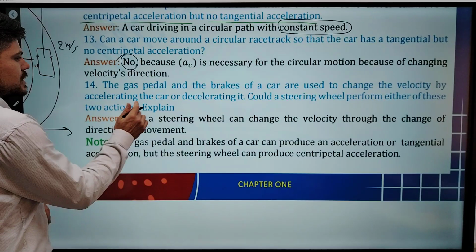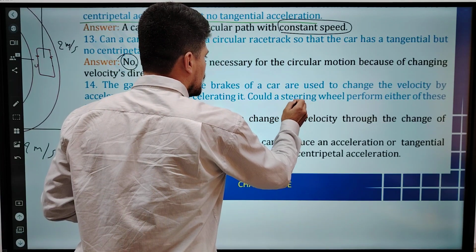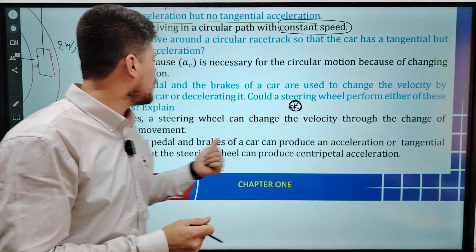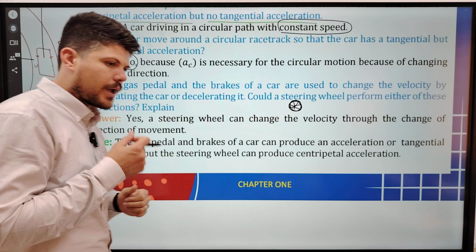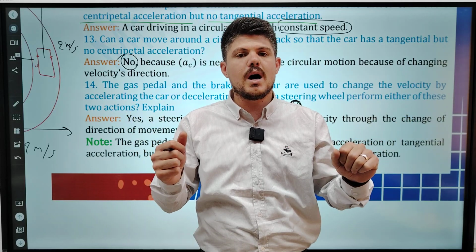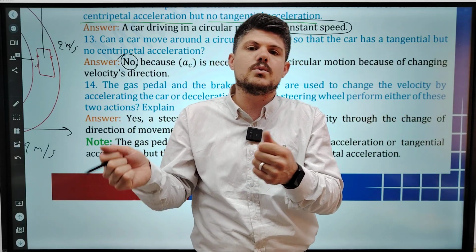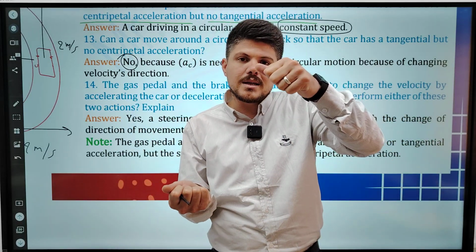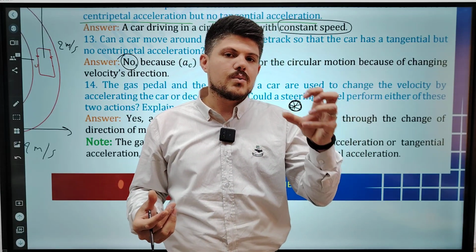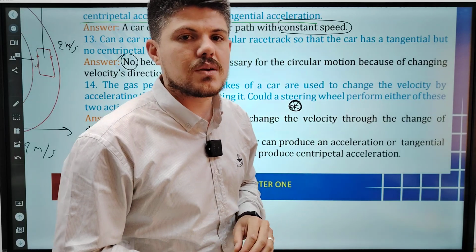Okay, the question started here. Could a steering wheel of the car perform either of these two actions? So by steering, can we produce the acceleration? Yes, of course. Why? Because by steering wheel of the car, we can turn to left, turn to right, and we can move into the circular path. By using the steering wheel, we can change the direction of the object. When the direction of the object changes, the object experiences the centripetal acceleration if it is moving in a circular path.